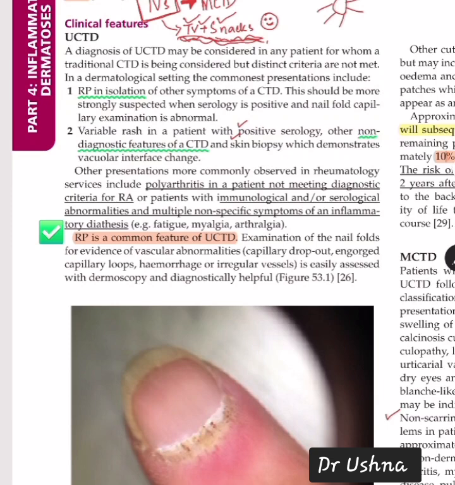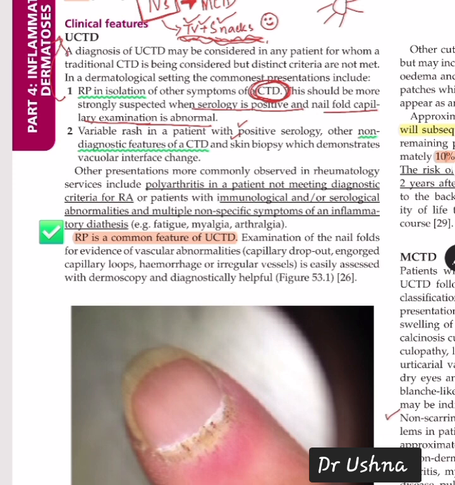Okay, let's talk about the clinical features of the UCTD and MCTD patient. These are more or less the same. In UCTD, let's say a patient is having isolated Raynaud phenomenon and the patient is also having positive serology and the nail fold capillary examination is abnormal, but no other definitive symptom or sign of the connective tissue diseases that is fulfilling the criteria. So the patient will be classified as having UCTD.